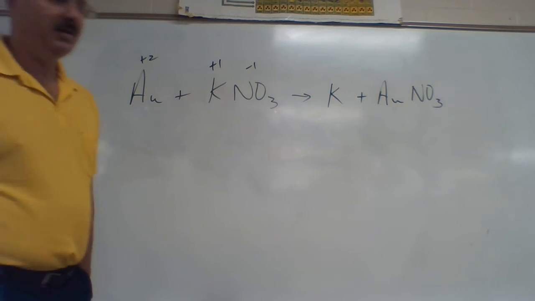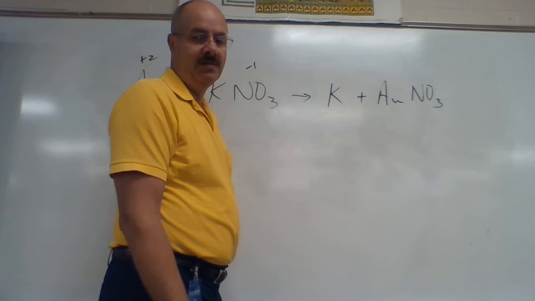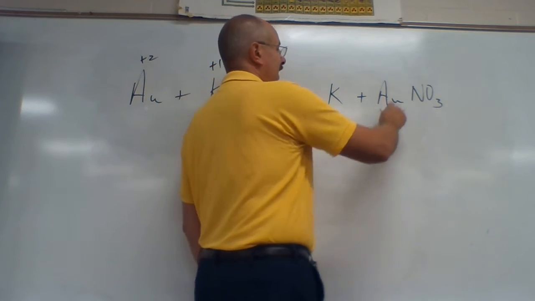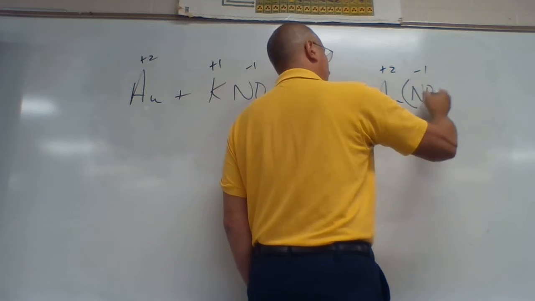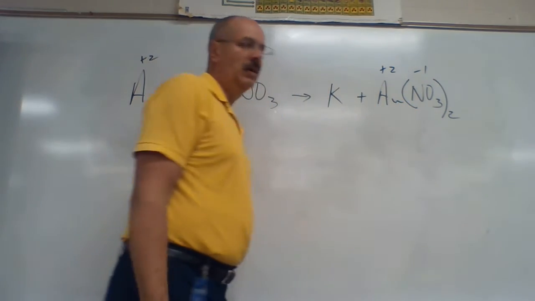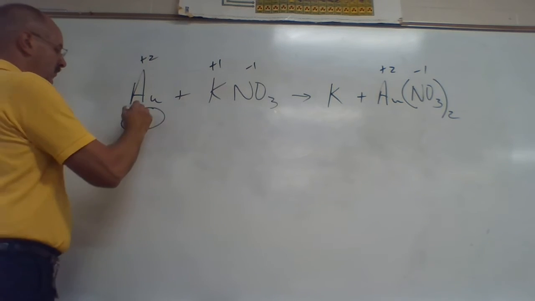All right, now I do my charges. Well, is this guy diatomic? No, he's not, so he just stays all by himself. Au is +2, NO3 is -1. Those don't cancel each other, so I have to put it in parentheses and put a 2. There's my formulas. Now I just have to balance it.